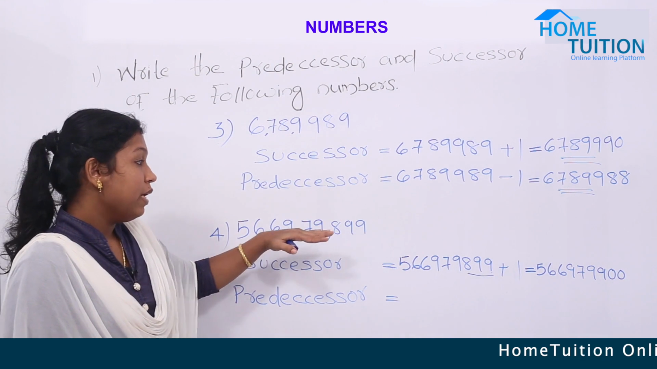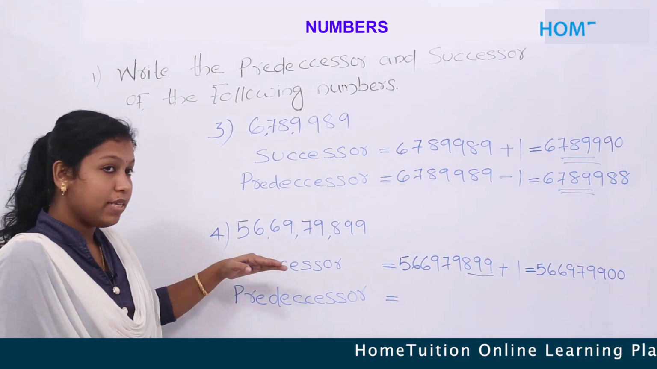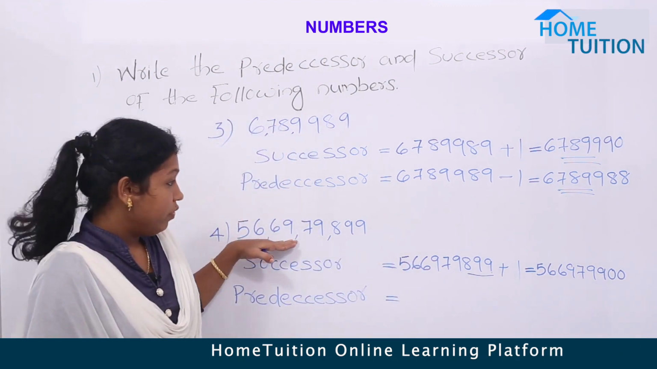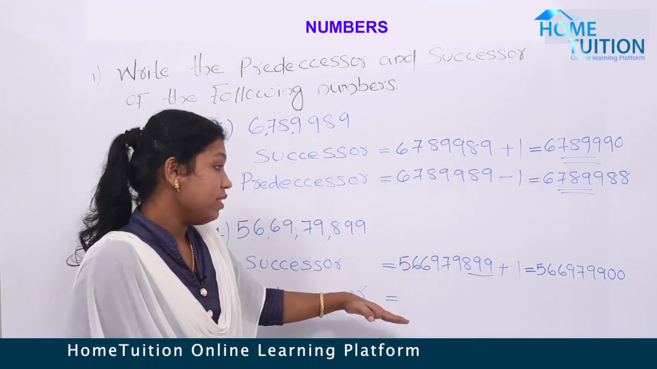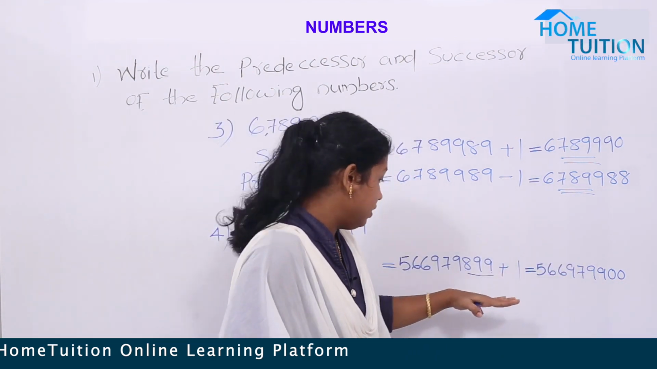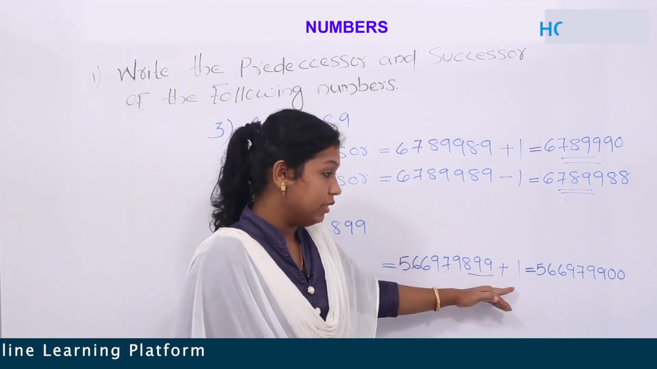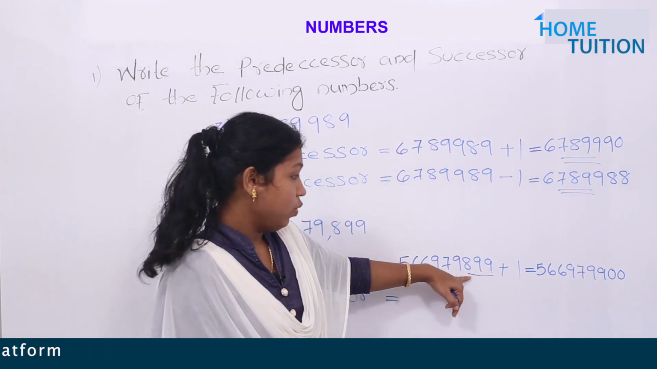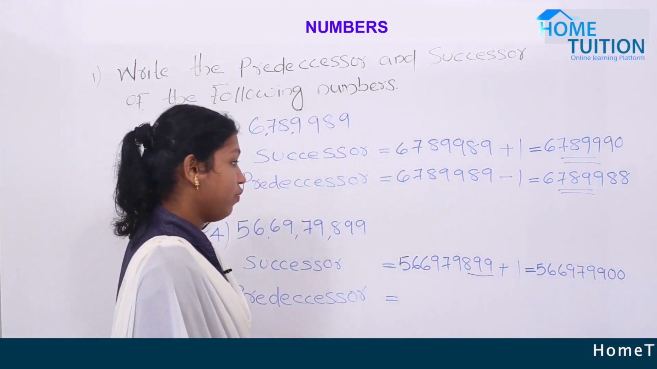Whichever number we are given, we add 1 and we get the successor. So we write the number plus 1. In this number the last digits are 99, and 99 plus 1 is 100. The hundreds place is 8, so 899 becomes 900. That is the successor of that number.